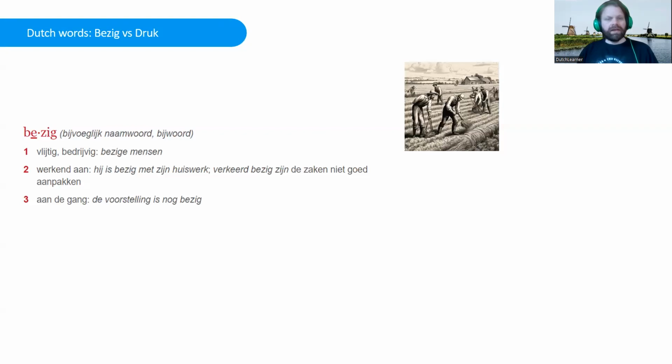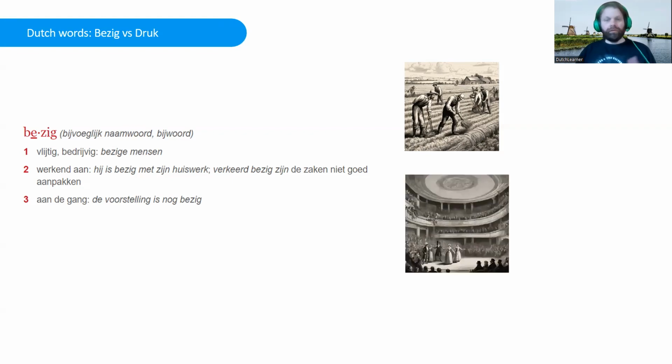Okay. Then the last one, aan de gang. De voorstelling is nog bezig. Okay. So aan de gang, kind of like in progress would be a good way of explaining this, I think. De voorstelling is nog bezig would translate into the play is still ongoing. So we also use bezig that way. So in all meanings, it kind of means that we are doing something actively and therefore we cannot do something else. So expect if somebody says, ik ben bezig, that they're doing something and therefore they're occupied. That's kind of what they all kind of mean.